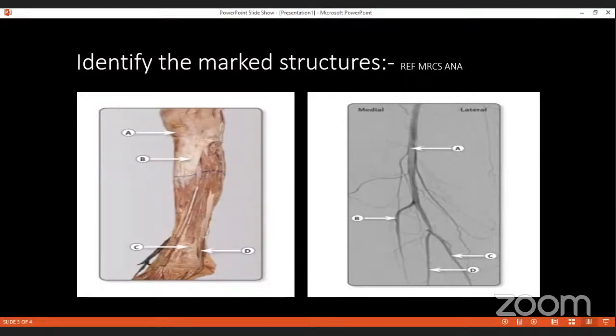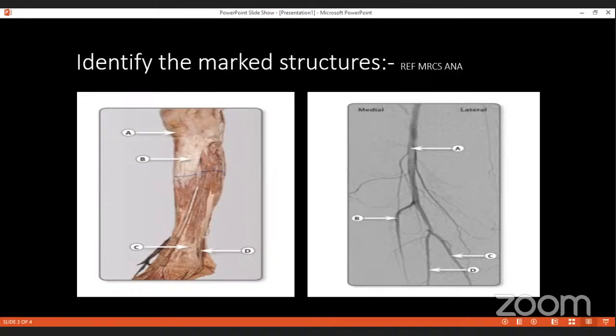Can you please identify the structures on the right hand side picture from A to D? This is the popliteal angiogram. A is the popliteal artery. B is the anterior tibial artery. C is the posterior tibial artery. And D is the peroneal artery.